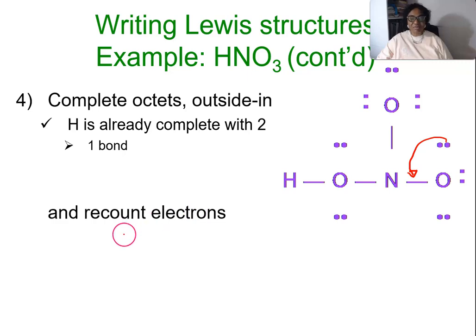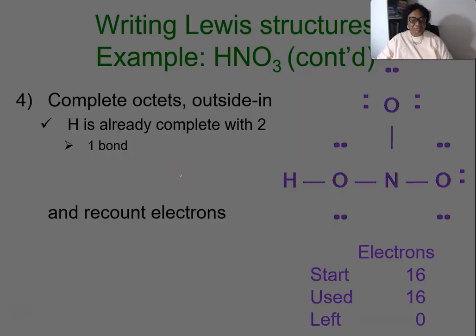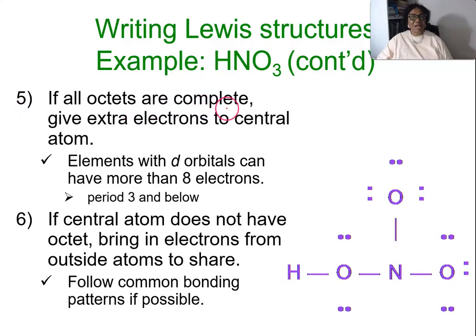So we have added and we've recounted. We have used up all the 16 electrons that were left. If all octets are complete, give extra electron to the central atom. So a central atom is the last. But in this case, our nitrogen does not have an octet. Elements with d orbitals can have more than 8 electrons. Period 3 and 4, 5, 6, 7, 8. If central atom does not have octet, bring in electrons from outside atom to share the following common bonding pattern if possible. So you see, that's what we are going to do here.